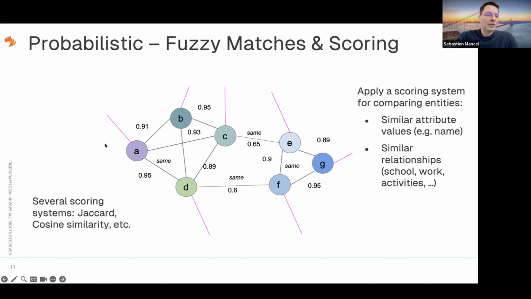And different algorithms can be applied here: Jaccard similarity, cosine similarity, and others. Each produces a score that tells us how close those records are. The key point is that probabilistic methods don't just say match or no match. They let us quantify uncertainty, capturing the near misses and fuzzy matches that deterministic rules would ignore.